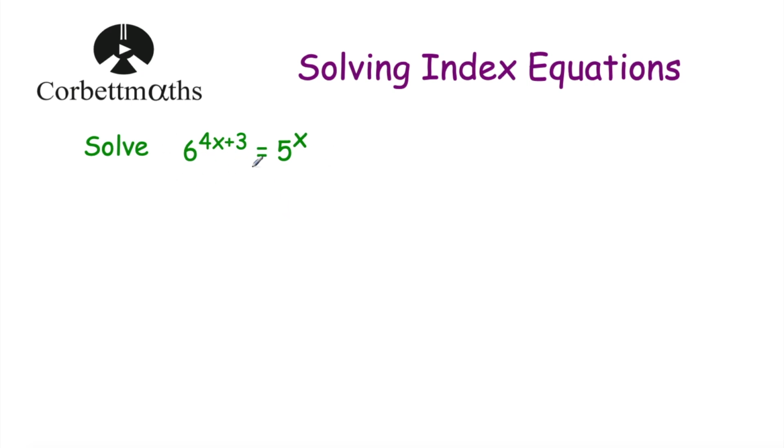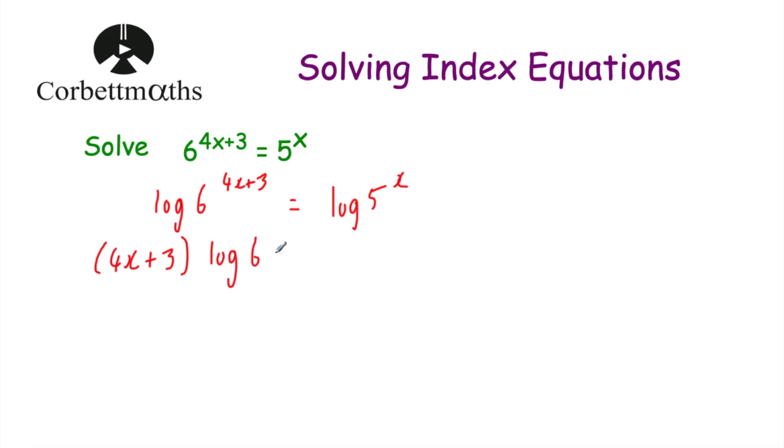So let's take the logs of both sides of this equation. We'd have the log of 6 to the power of 4x plus 3 is equal to the log of 5 to the power of x. So we're just taking the logs of both sides. Okay, now the x's, the unknowns, are on the powers. Let's bring those down. So here we're going to bring this power down. I'm going to put in a bracket. So we've got 4x plus 3, and then we've got our log 6, and then that's equal to, bringing down the power, we'd have x log 5. So we've taken the logs of both sides of this equation, and then we've brought down the powers, just making sure we've put this one in a bracket.